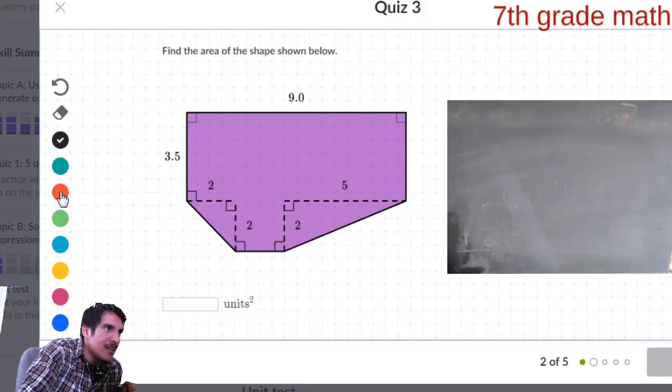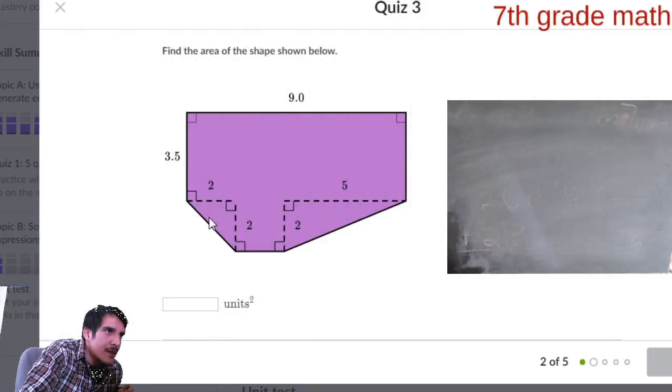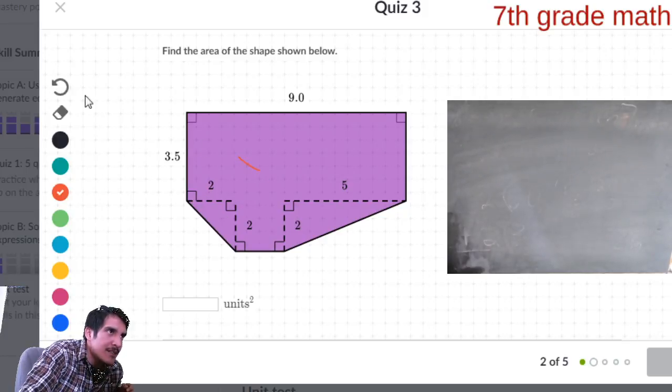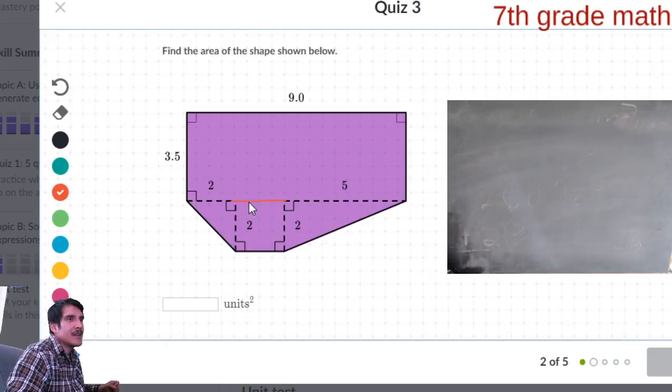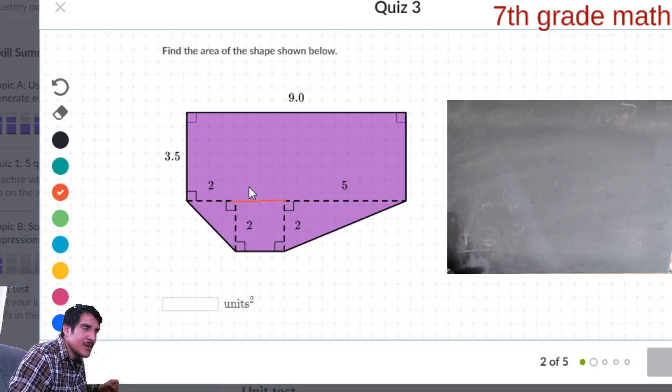Okay. So let's try a red marker here. What kind of shapes do we have here? We have a little square. Let's figure out the area of this little square. I know the height of the square is 2, and the width up here is 9. And so that means that down here, this whole width must be 9. And so that means that 2 plus something plus 5 equals 9. Well, 2 plus 2 is 4. 4 plus 5 is 9. Yeah.